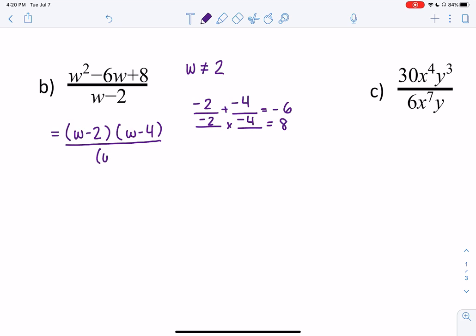Here we go. And now we can cancel out that w minus 2, and we're just left with w minus 4. Okay, let's do another one.